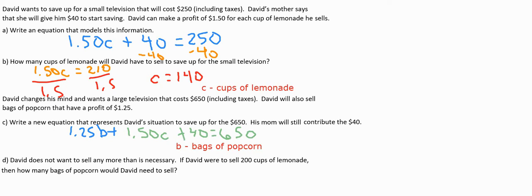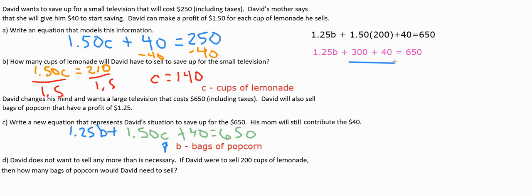David does not want to sell any more than necessary. So if David were to sell 200 cups of lemonade, then how many bags of popcorn would he need to sell? Well, I'm going to put 200 right into the C for this equation. And that gives us this equation up here. Now we're going to simplify. So I'm going to do the 1.50 times 200, which is 300. And next, I'm going to combine like terms that are on the same side, which is the 300 plus the 40, which is 340.